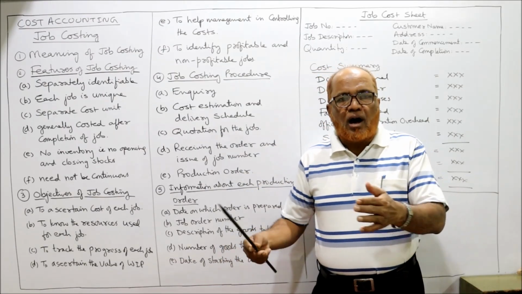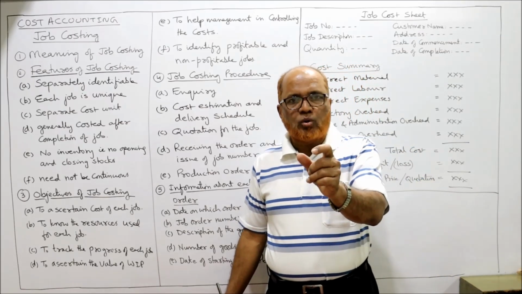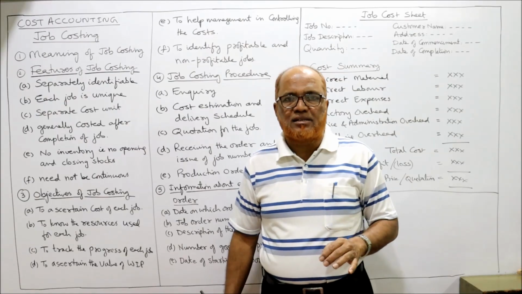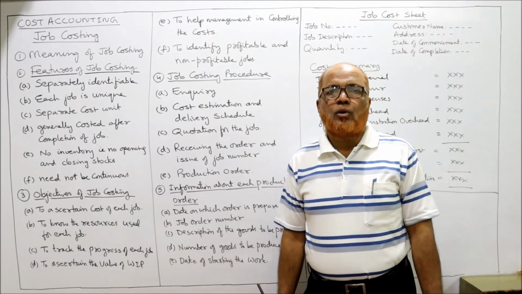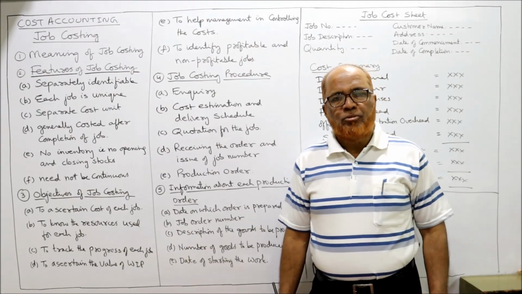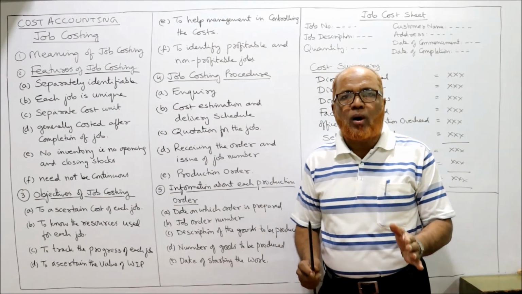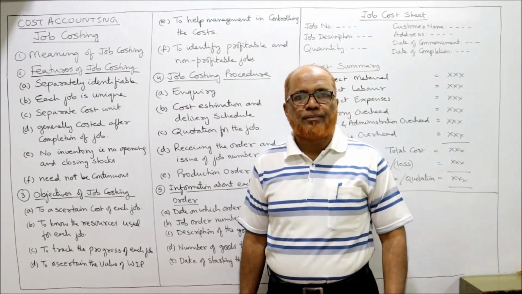So accordingly, after getting the enquiry, we will take some time. We'll ask the customer to come after 2 days or after 3 days. Till that time, the producer will find out how much is the quotation to be given. So first of all, the enquiry will come from the customer regarding the requirement of the product.